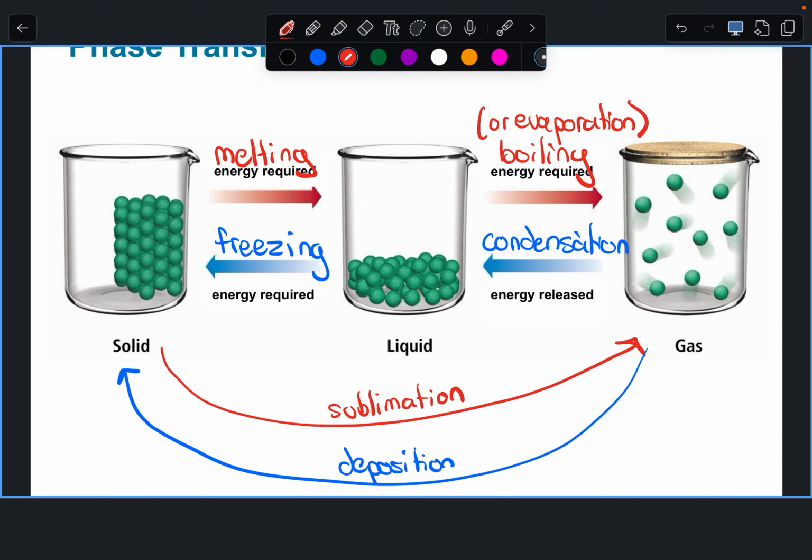Okay? The opposite of that, which is not something we're used to seeing because you don't ever see CO2 turn back into dry ice, is called deposition. You can think of it like deposit, like the gas molecules are depositing into a solid.